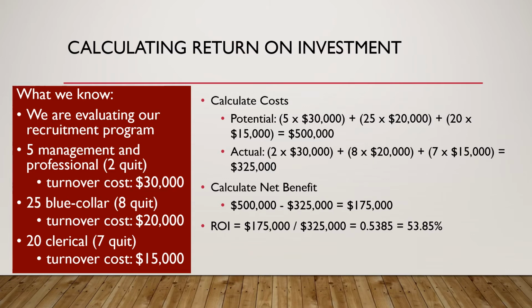Our net benefit is going to be $500,000 minus $325,000, which is $175,000, which means our ROI is $175,000 divided by $325,000, which is about 53%.